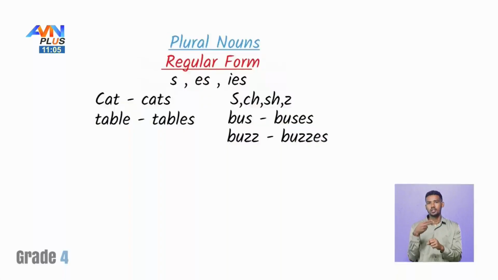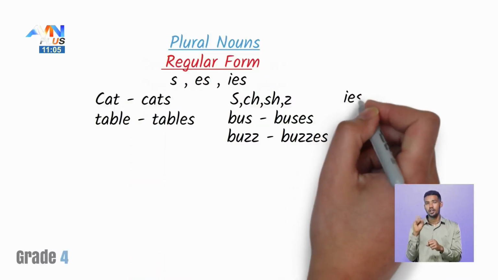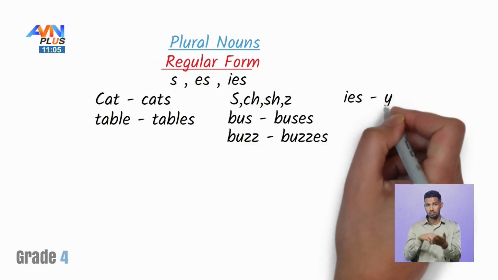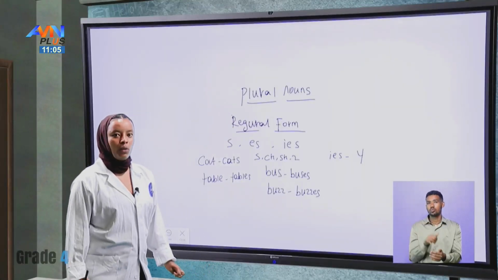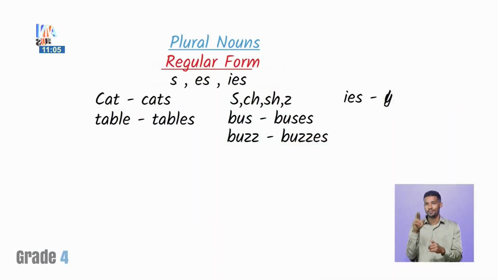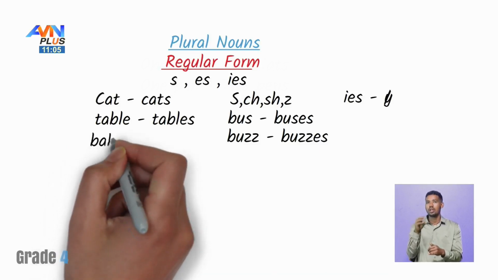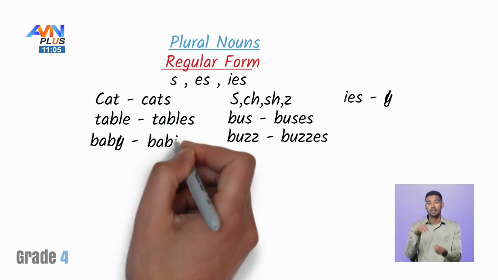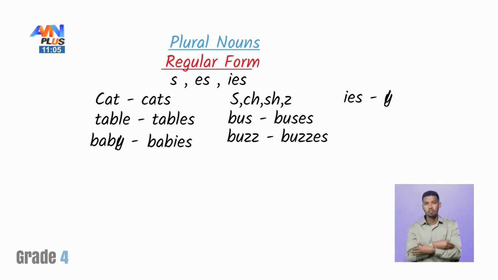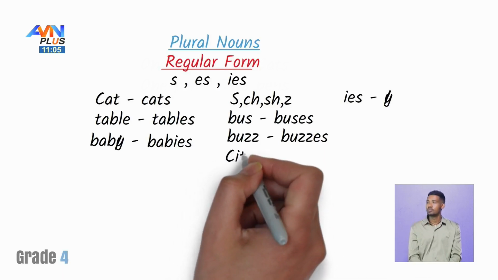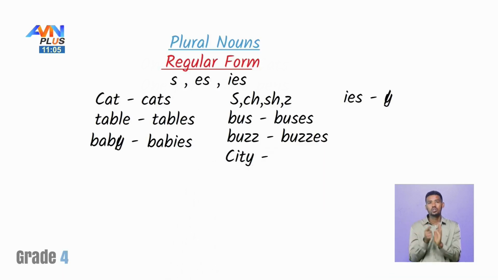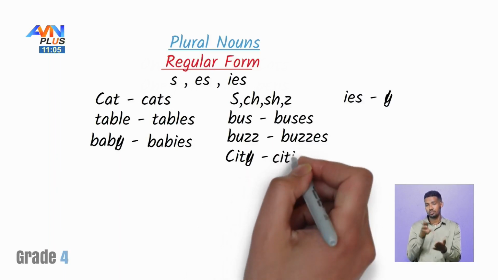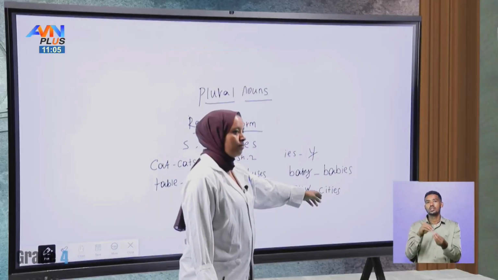When we come to ies, it means nouns ending with y. Ending with y, just cancel y and add ies. For example, baby, cancel y and make babies. Here is city, cancel y and make it cities.